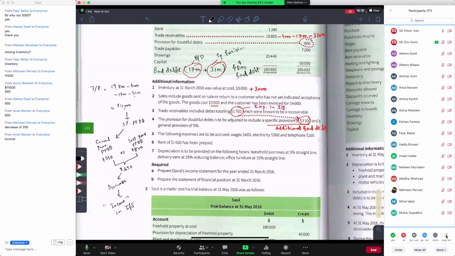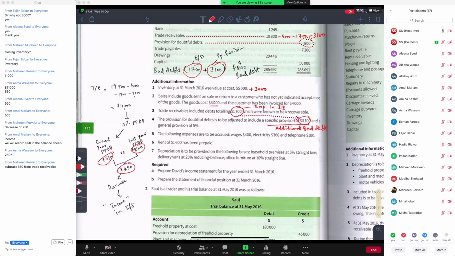What are we going to do about the balance sheet? What are we going to put in the balance sheet? Which of the three values do we put there? Is this 800, 550, or 250? Which of these three values are going to go to the balance sheet, and how do we treat them? So Asma says $250, and Mehreen says subtract 550 from trade receivables. That is the correct answer.